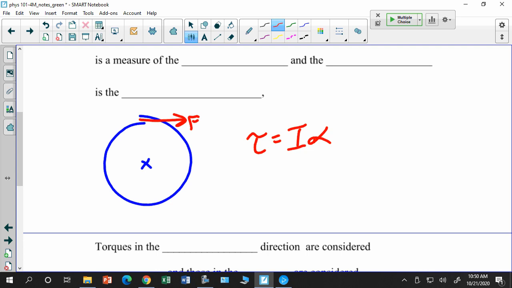This looks a lot like Newton's second law. In fact, it is Newton's second law, right? F equals ma. Except I've replaced the F with a torque, or a tau. I've replaced mass, which is a measure of inertia, with moment of inertia, and I've replaced the acceleration with an angular acceleration. Okay, so we've done net torques, and now we're going to look at torques and how they cause motion, that they can cause an object to rotate with a certain angular acceleration.